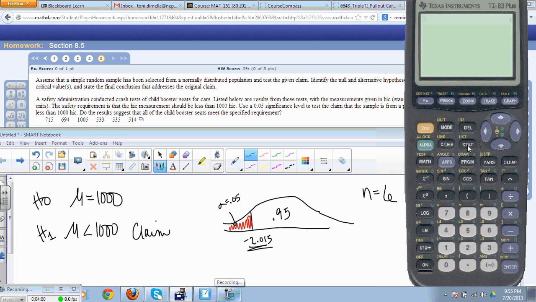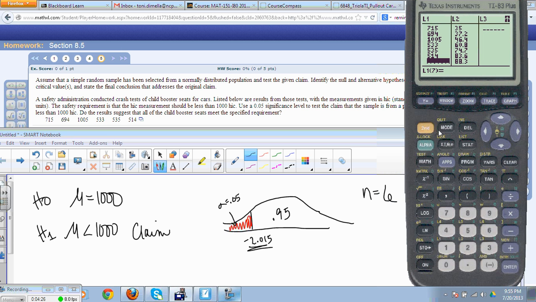Either way, you're going to have to go into stat, edit, and then we're going to have to put into L1 the data that's given to us. So 715, 694, 1005, 553, 533, 535, 514. I have stuff in my L2. I'm just going to leave it. I don't really have any issues with L2. So we're just going to look at L1.